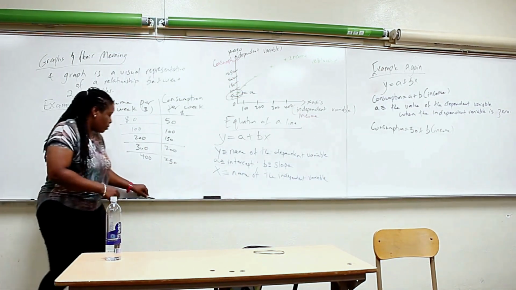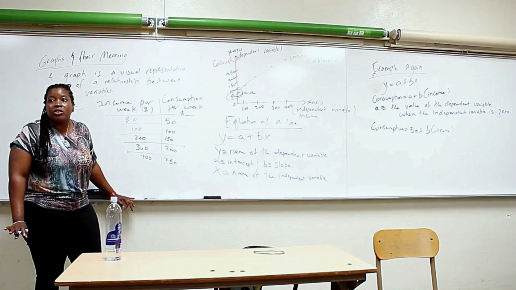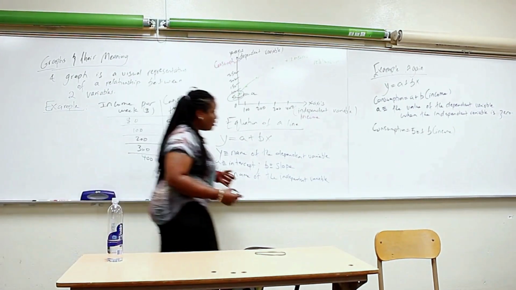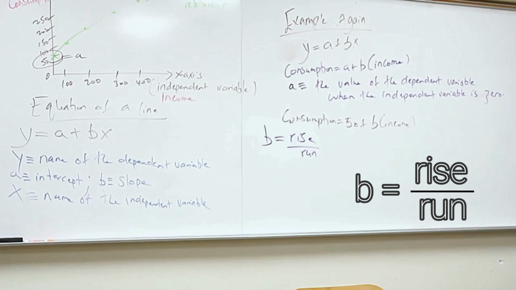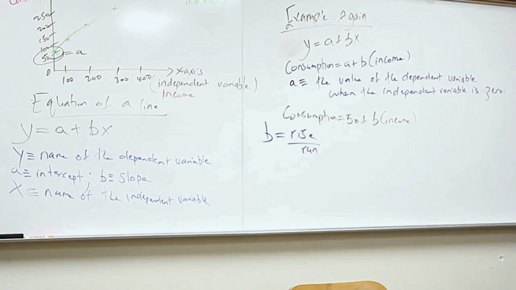Let's do the b. For the b, which is the slope, one thing I want you to remember is this. The b, the slope. B is rise over run. If you remember rise over run, you can't go wrong. Rise over run, that's the b. This is what I mean.